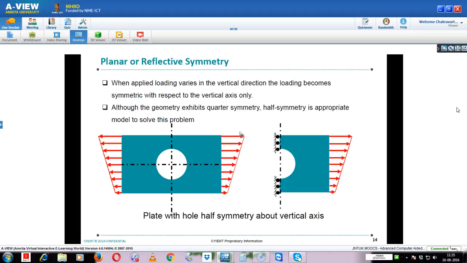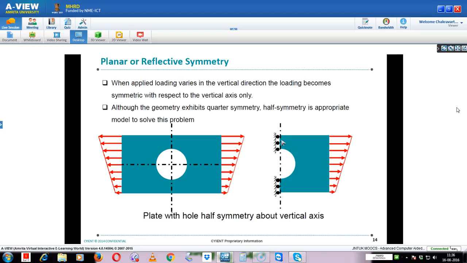Now another example is when load variation is happening along the vertical direction, then how will it be symmetric? Here, if you take a one-fourth model, geometric symmetry and material symmetry exist, but the loads may not. Then we need to take half of this model. If you take half of this model and rotate it 180 degrees, it will perfectly coincide, and even the loads are the same.